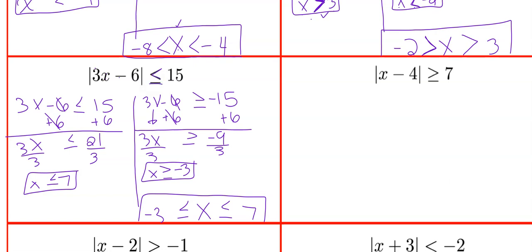All right, 4th example. See if you can race me if you're getting the hang of it already. x minus 4 is greater than or equal to 7. x minus 4 is less than or equal to -7, excuse me.